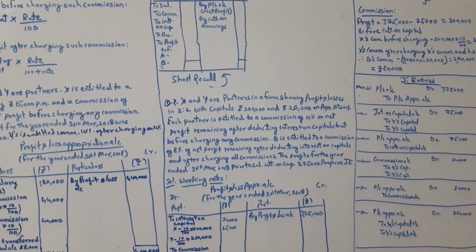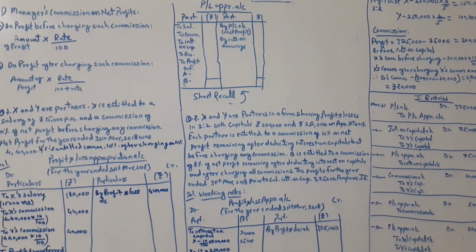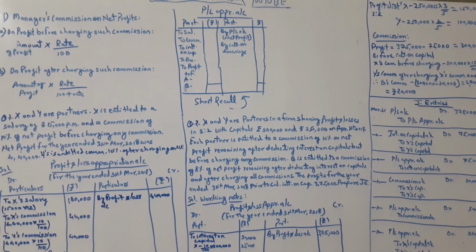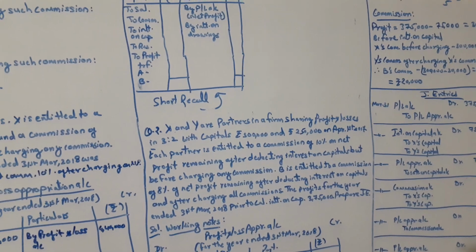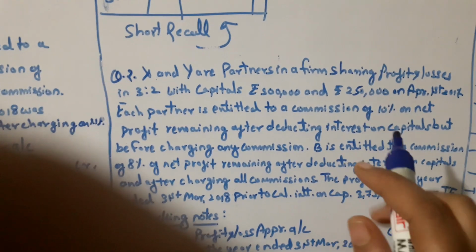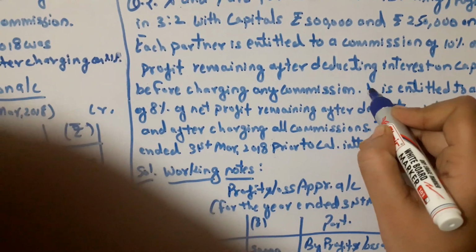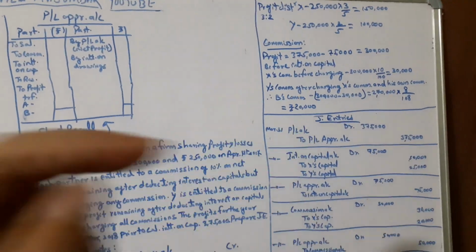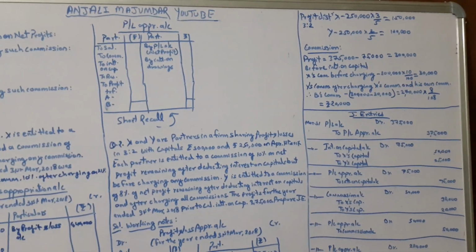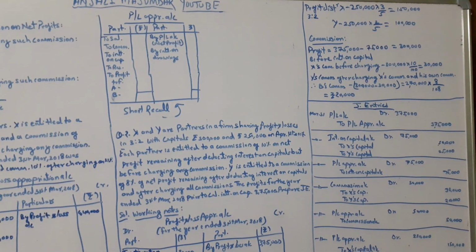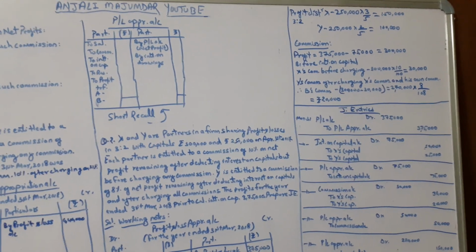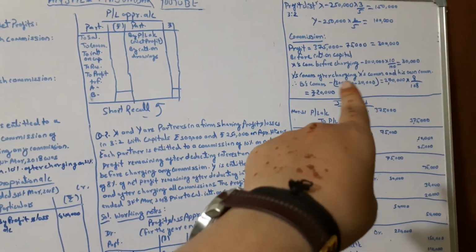Now let's see the commission rate of x and y. Here you will see that each partner is entitled to a commission of 10%. So how much percent do we have to give each partner? It's just 10%. All right, then let's see. On this 3 lakh, x's commission before charging: you remember the formula, amount of profit into rate upon 100. So 3 lakh into 10 upon 100 gives you 30,000. Look at the right side, as the commission calculation is done there.